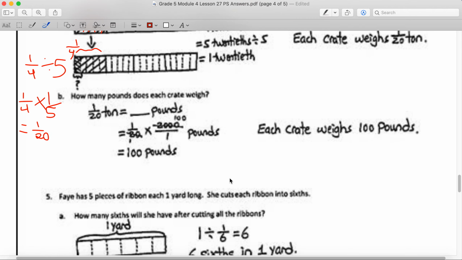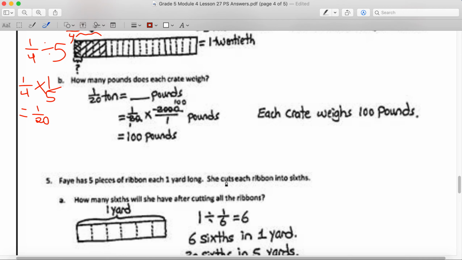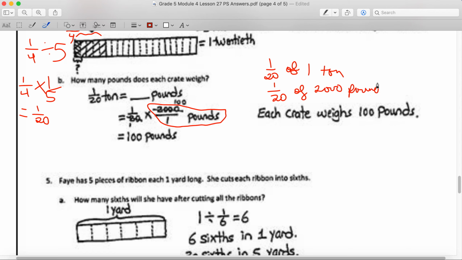B says, how many pounds does each crate weigh? I love this because they're sneaking in some measurement conversion here. So this is 1/20 of a ton is how many pounds? Well, how much is 1 pound? 1 ton is 2,000 pounds. So right away they went to 1/20 of 1 ton. But we don't want tons, we want pounds. So 1/20 of 2,000 pounds.